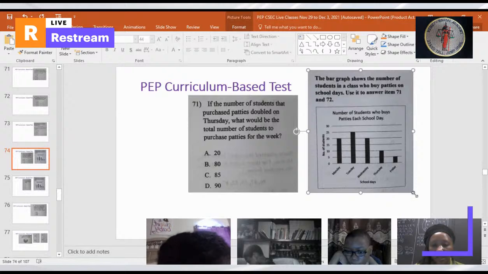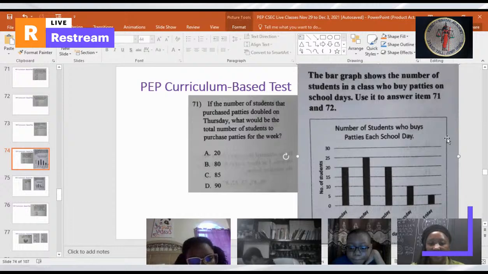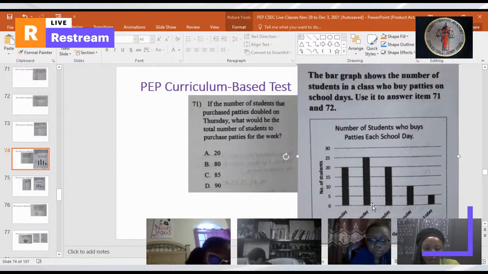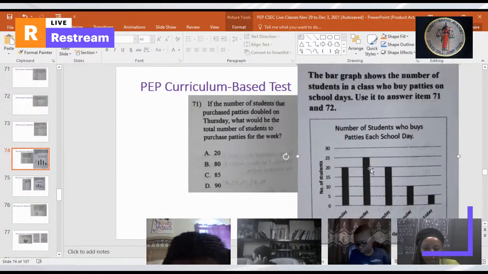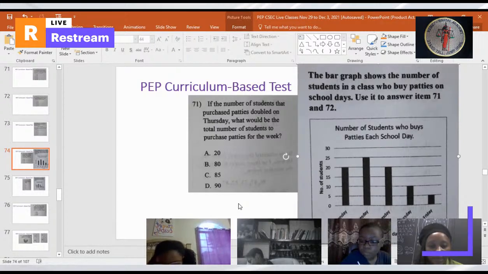So let me expand this a bit so you can see. The bar graph shows the number of students in a class who buy patties on school days. Use it to answer items 71 and 72. On Monday, 20 students bought patties. On Tuesday, 25. Wednesday, 20. Thursday, 10. And Friday, 5. So the question for number 71: if the number of students that purchase patties doubled on Thursday, what would be the total number of students to purchase patties for the week?